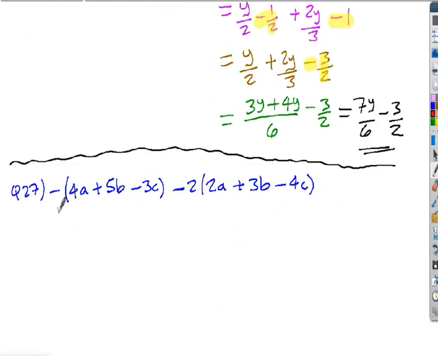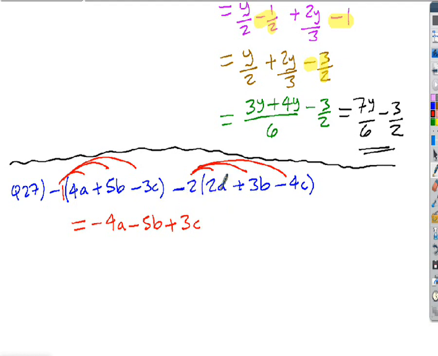Question 27, we've got negative outside the bracket here of 4a plus 5b minus 3c, and we've got negative 2 outside the bracket of 2a plus 3b minus 4c. Again, we're going to expand the brackets, as we have in previous questions, and also you want to think of that as being negative 1 if that helps you, and write the negative 1 there. So expanding, negative 1 multiplied by 4a is negative 4a, negative 1 multiplied by 5b, negative 5b, and negative 1 multiplied by negative 3c will become positive 3c. So again, the negative sign outside the bracket changes the sign of all the terms inside the bracket.